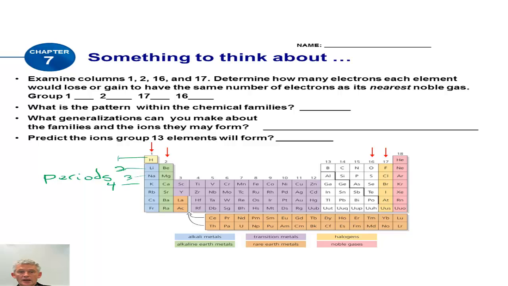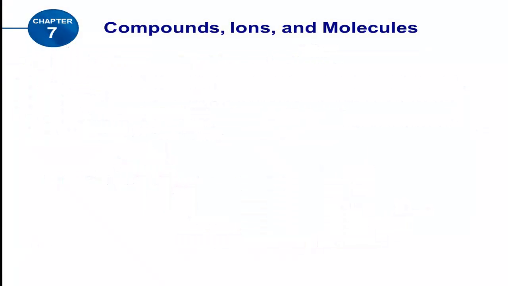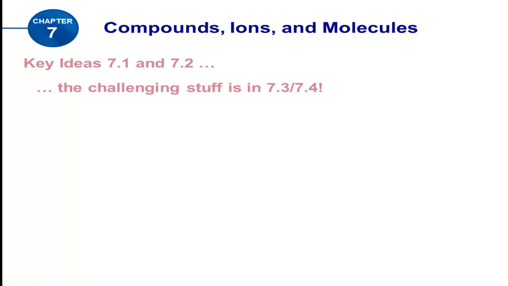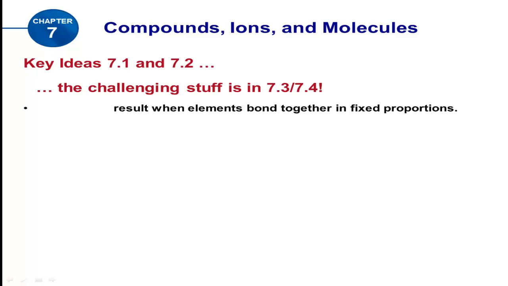So let's move on. Moving right on to 7.1, 7.2. These are the key ideas. Obviously there's more content than I'm going to throw at you here, but if you had to come right down to the basics, in a nutshell, you need to know what compounds are. And compounds are what you get when you have elements bonded together in fixed proportions.